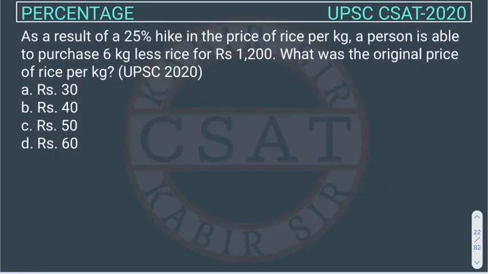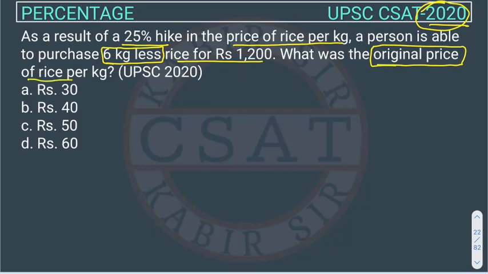So this is a question of percentage. This question was asked in UPSC CSAT 2020, right? So the question is, as a result of a 25% hike in the price of rice per kg, the price of rice got increased by 25%. A person is able to purchase 6 kg less. So the person is able to buy 6 kg less rice for 1200. What was the original price? So the question is asking about the original price of the rice per kg.